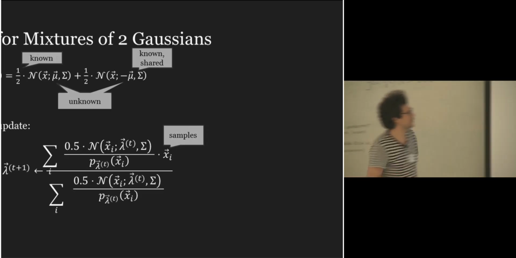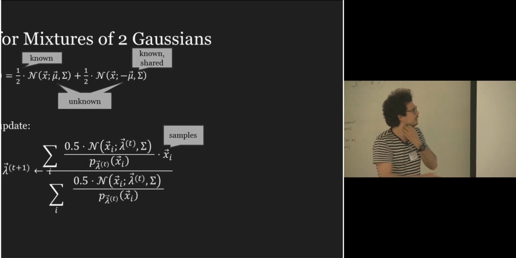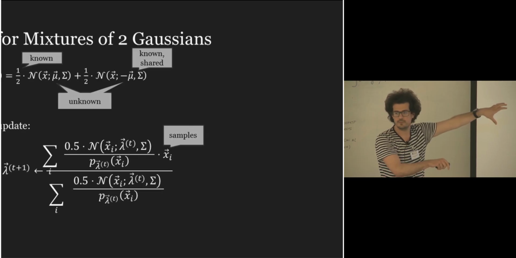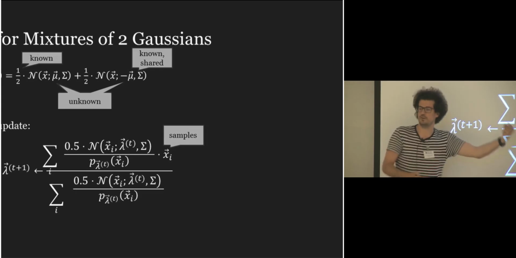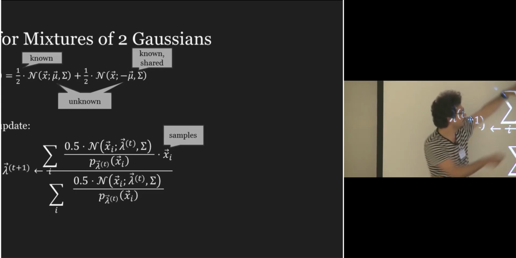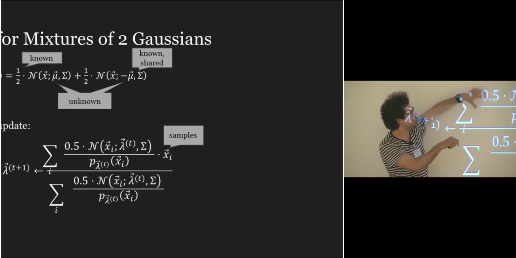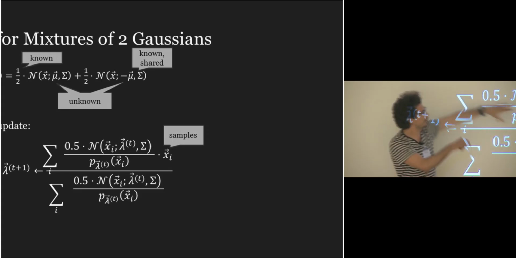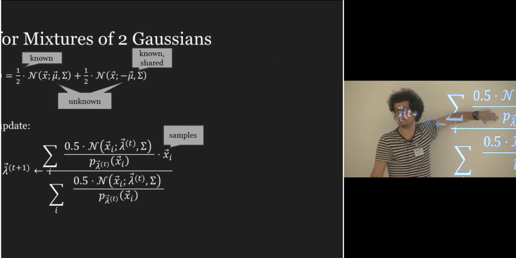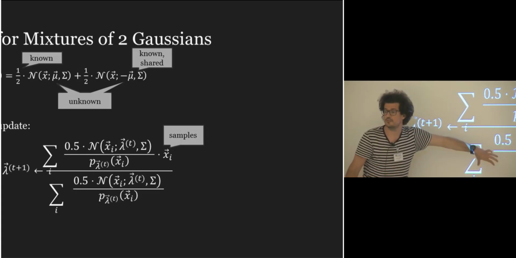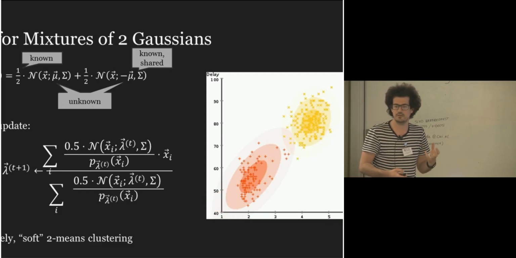It looks like a complex formula, but really what you're doing is basically, these are the samples that you observed from the mixture, and you're averaging the samples that you got. The weights that you're using are your beliefs that these samples came from the first component. Given the current parameters, my belief that this sample came from the first component is the Gaussian centered at lambda, my current guess, over the mixture density. And this is just renormalizing. So this is really what it's doing. It's really a soft two-means algorithm.